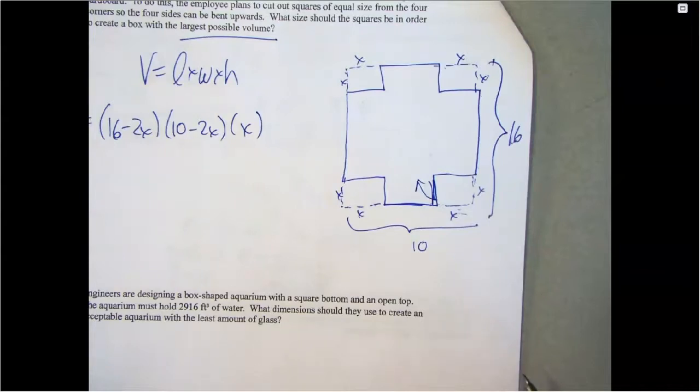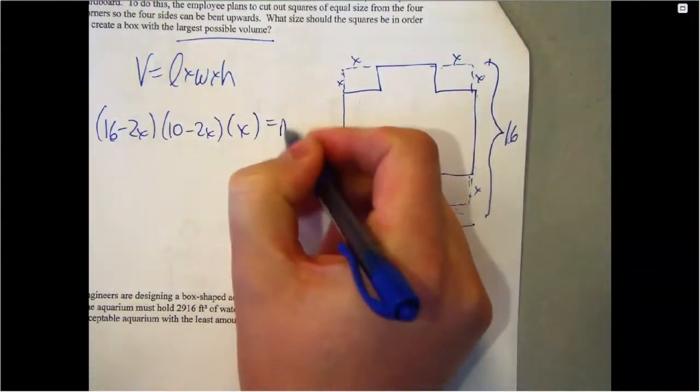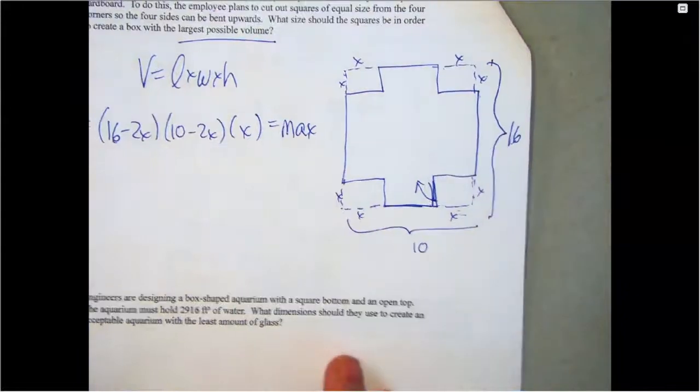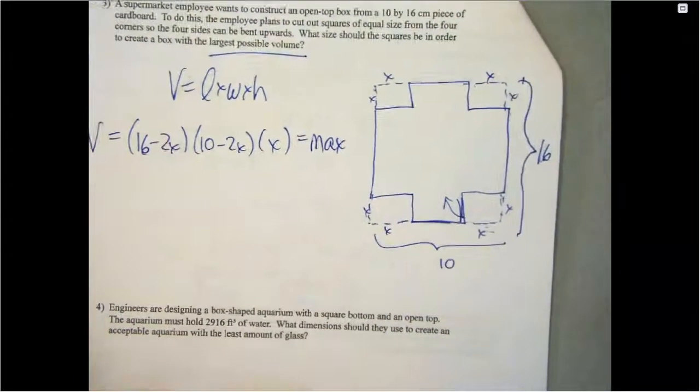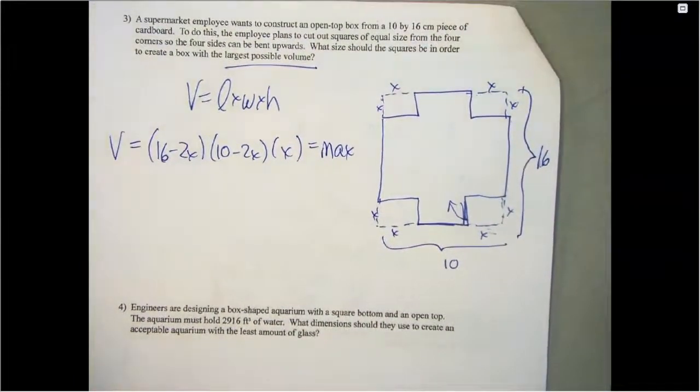I've got one variable. I want that to have the largest possible volume. So I set it equal to max. Now there are restrictions on this. So just think about, I don't know if this happens or not, I didn't do the problem yet. But let's say we got x equals 12. Is that a possible answer?